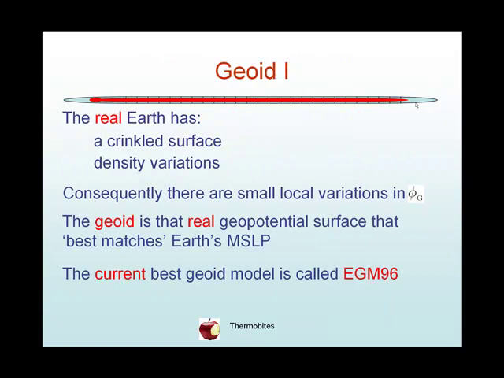The real Earth, of course, has, as noted, a crinkled surface with topography, valleys and mountains and so on, and density variations. Consequently, there are small local variations in phi g. The geoid is that real geopotential surface that best matches the Earth's MSLP, and the best current geoid model is EGM96, for those who are interested.